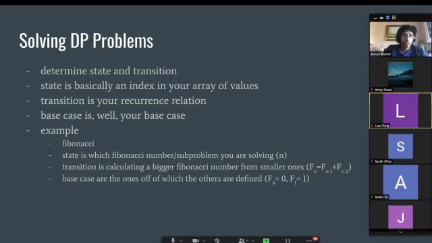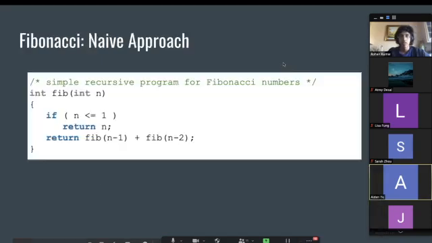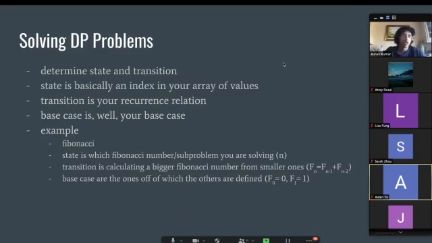Then your transition is, I mean, it's kind of on the slide, but what is the transition? Transition is basically how you determine one thing from previous things. So what would it be for Fibonacci numbers? F of n equals f of n minus 1 plus f of n minus 2. Yep, and whoops, I went too far. And then, of course, your base cases are 0 and 1.